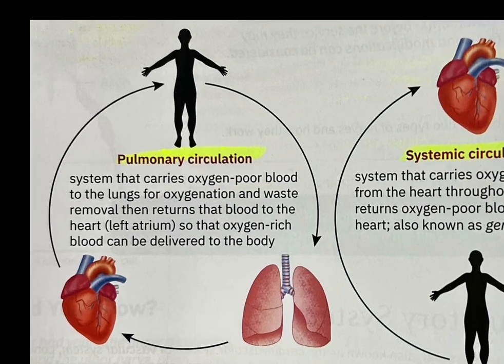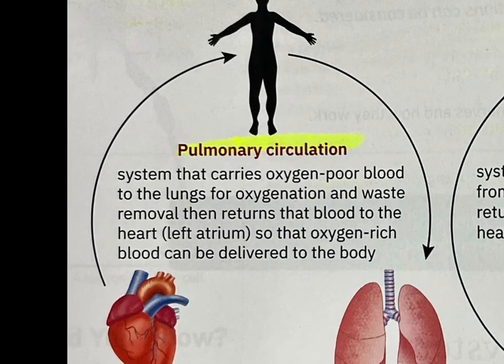Pulmonary circulation, system that takes oxygen-poor blood to the lungs for oxygenation and waste removal, then returns that blood to the heart, the left atrium, so oxygen-rich blood can be delivered to the body.